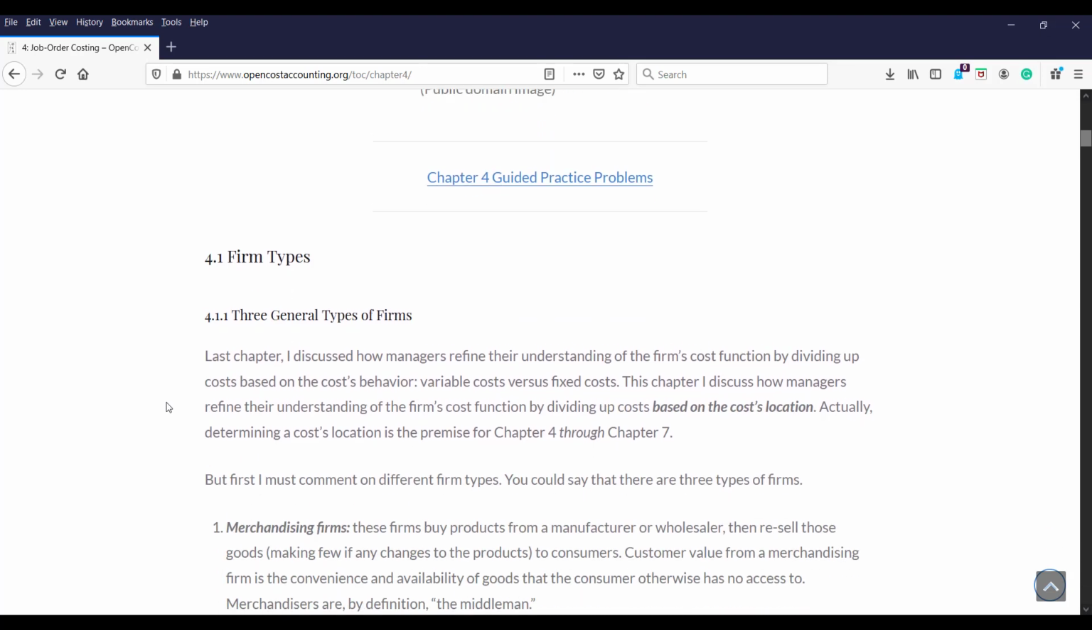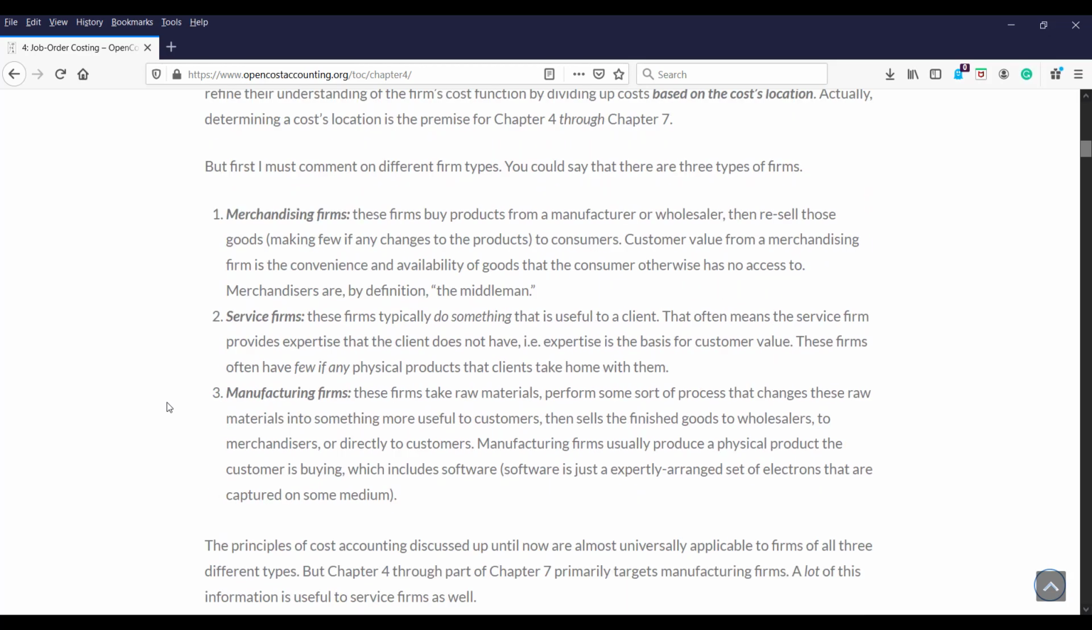First, I go over 3 general types of firms. Each of these firms provides some value to the customer, but in different ways. First, we have a merchandising firm. Now, it might seem, if you're not thinking very carefully about it, that they don't provide that much value to the customer. They're simply buying goods from one place and selling them somewhere else at a markup. But ultimately, they're providing convenience and accessibility to the customer. Convenience and accessibility that they might not otherwise have.